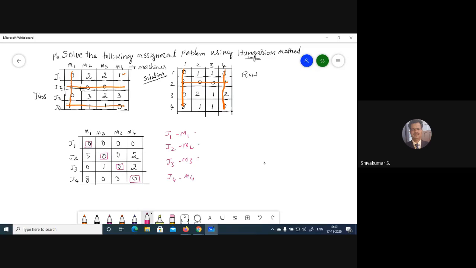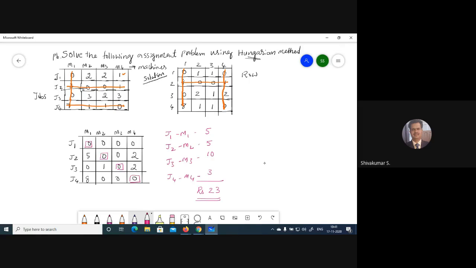So take down the corresponding values in the beginning table. J1, M1, it is 5, and J2, M2, it is 5, and J3, M3, it is 10, and J4, M4, it is 3. Totally, rupees 23. Even you can try out with other zeros if you want. Because when you have multiple zeros, you can try out and check. You may get less than 23 also, who knows.